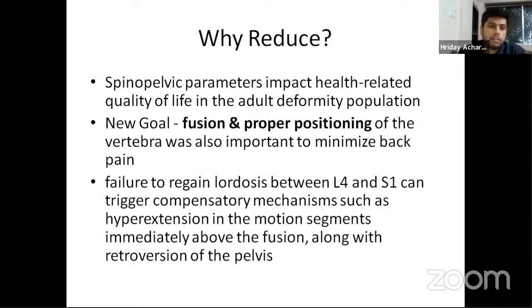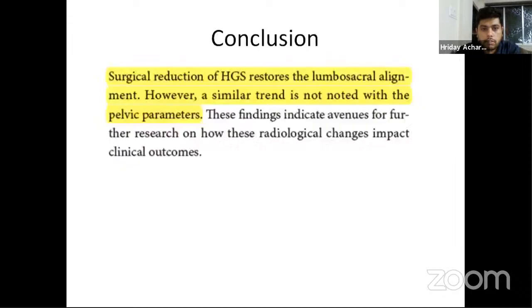And then why reduce? We reduce because it has been documented that the spinopelvic parameters have a very significant effect on quality of life. Also, the new goal set for surgery is both reduction and fusion, where reduction is as important as fusion. And it has been said that the major lumbar lordosis is from L4 to S1. If we don't try to reduce, then there will be a compensatory mechanism, like hyperextension of the pelvis, the retroversion, which will eventually lead to forward falling of the body and global imbalance.